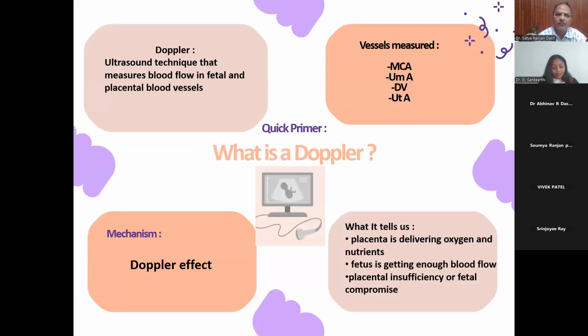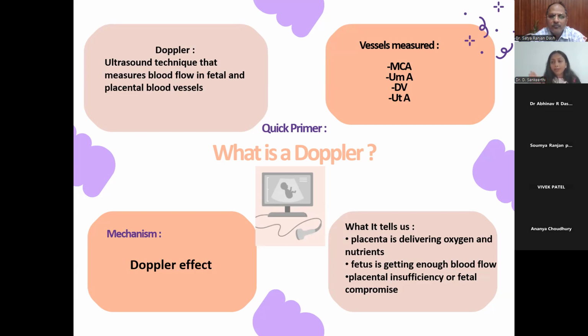So just an introduction for those who are new to Doppler and ultrasound. What exactly is a Doppler? Doppler is an ultrasound technique that helps measure the blood flow in the fetus as well as the placental blood vessels. It measures the change in frequency of the sound waves from the moving red blood cells inside these vessels. Based on these changes, it helps us identify how well the blood is circulating between the fetus and the mother. There are certain vessels that we take into consideration.